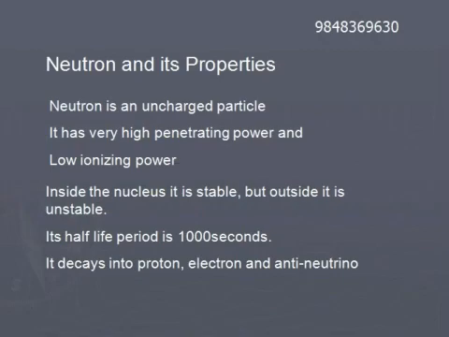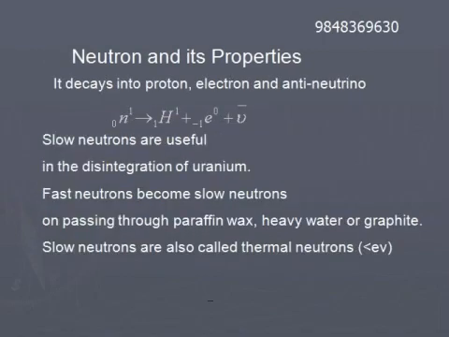Its half-life period is 1000 seconds. Neutron decays into proton, electron and antineutrino. It can be represented by the following nuclear reaction: neutron 0n1 gets disintegrated into proton 1H1 plus electron -1e0 plus antineutrino ν̄.